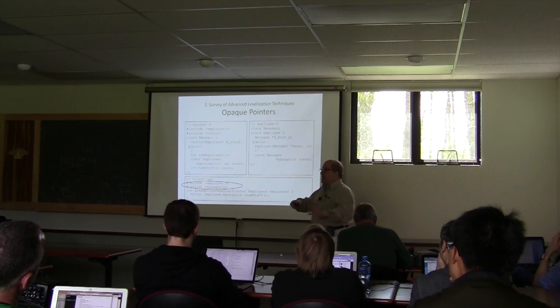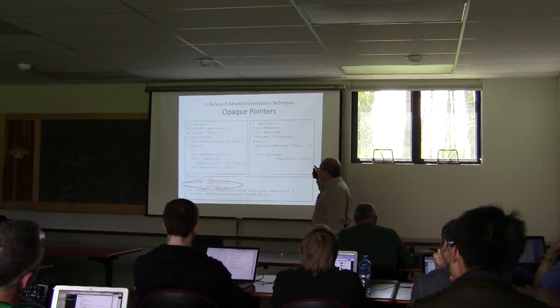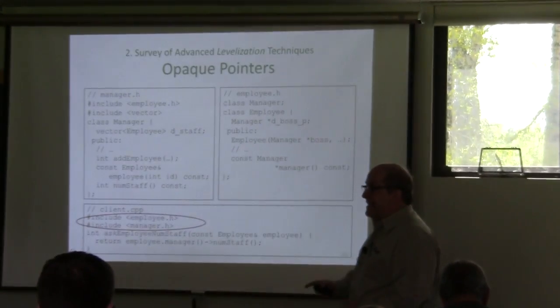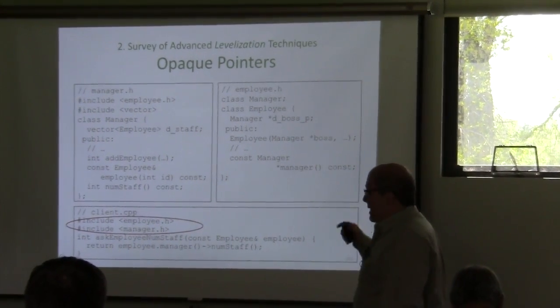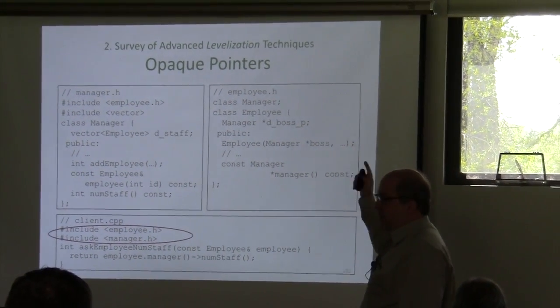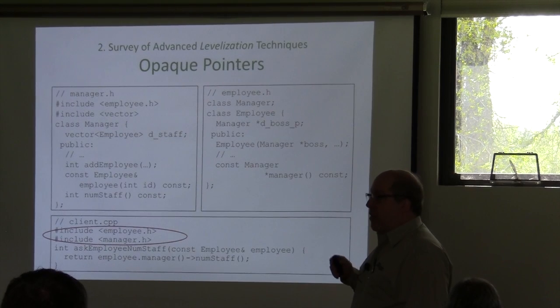And again, there are many other issues to software, but if you're trying to build a system that's testable bottom up, that's how you do it. That is a way to do it. It's called opaque pointers. There are worse ways.